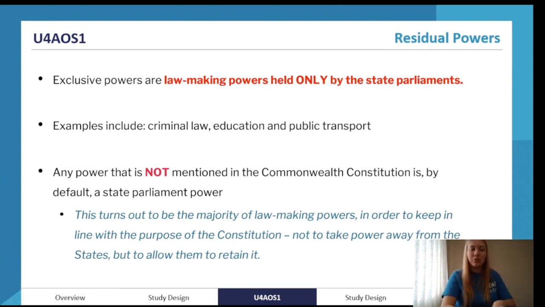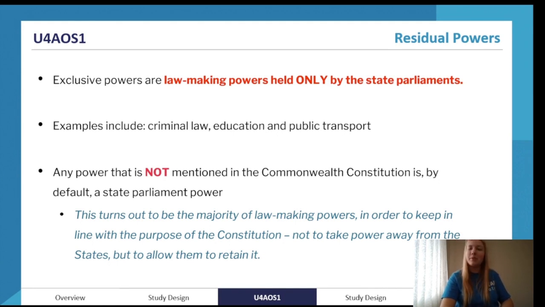So lastly, we have residual powers. These are the lawmaking powers held only by the state parliaments, and this is generally everything that doesn't fall into the Commonwealth Constitution. So there are no sections in the Commonwealth Constitution that mention these residual powers. Therefore, by default, they are state parliament powers. So everything that is not exclusive, everything that is not concurrent, essentially everything that isn't in the Constitution is a power that belongs with the states.